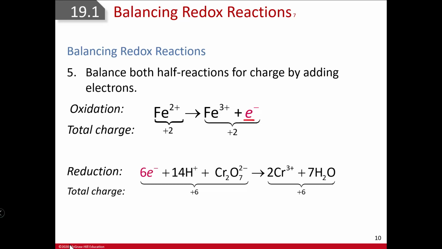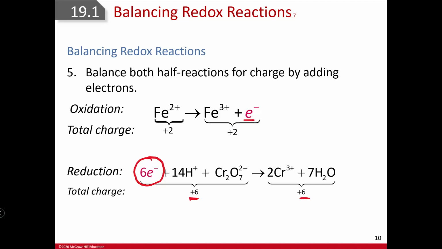Down here, what we do is you have a total of 6 positive charge on the product side, 2 times 3 positive. If I add the 14 positive and the 2 negative here, that gives me 12 positive. And I need to have 6 positive because the charges have to equal both sides. So that's what tells me I need to add 6 electrons to the reactant side here to balance out the charge on both sides.